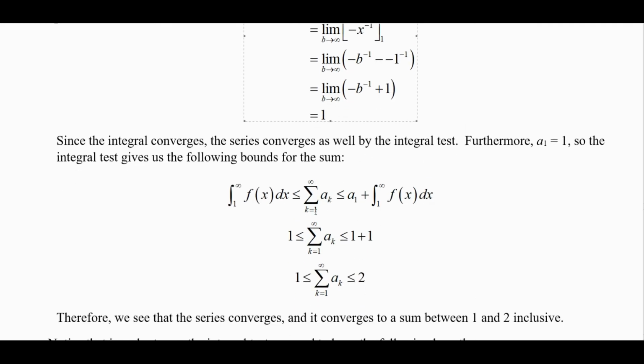In general, we know that the sum from k equals 1 to infinity of a sub k is sandwiched between a lower bound of the integral from 1 to infinity of f of x and an upper bound of the same integral plus the first term. The first term is 1, since 1 to the negative 2 power is 1. So 1 plus 1 is 2 on the top, 1 on the bottom. So we know that the series converges. We don't know what it converges to at this point, but we do know it converges somewhere between 1 and 2.